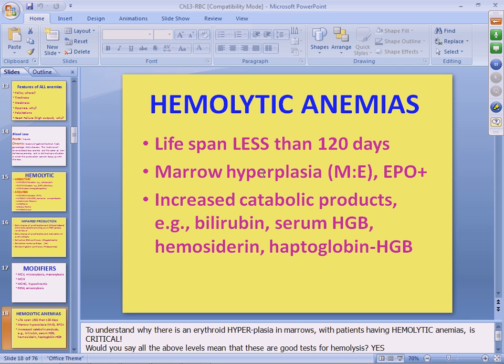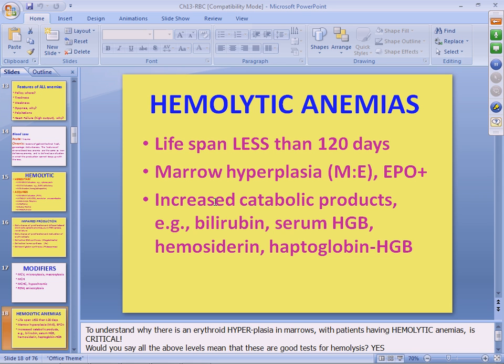So a marrow hyperplasia is about a sine qua non for a hemolytic anemia, which means you absolutely have to have it, because in every case where your cells are dying, there are mechanisms to pump into that marrow, and maybe other places too, like the liver and spleen, to tell the marrow to start making some more.